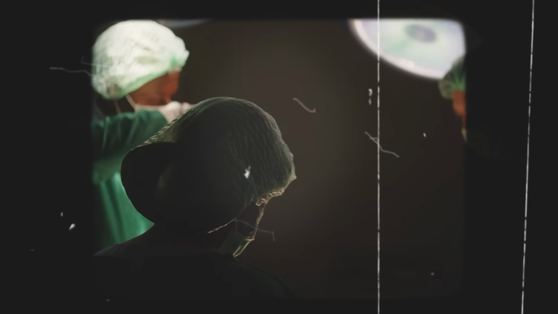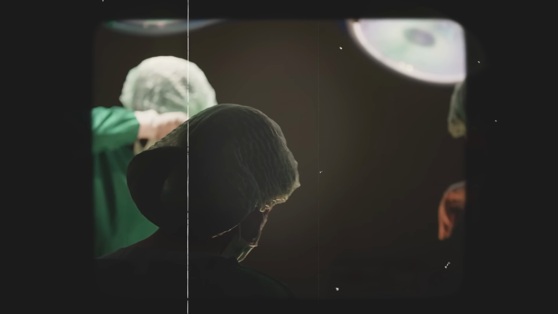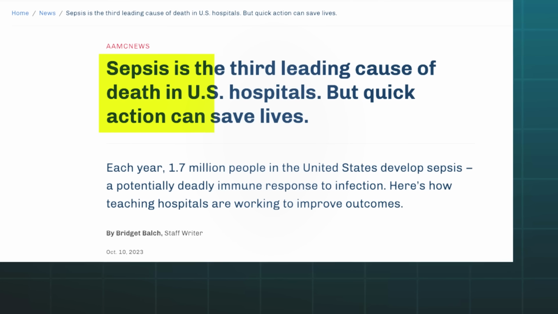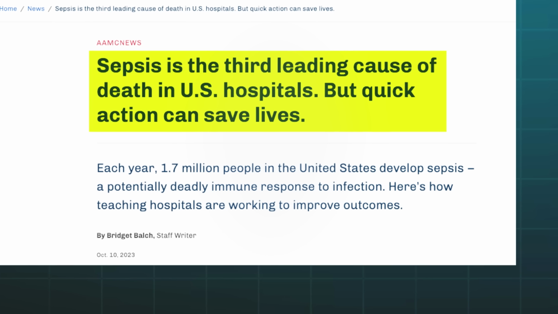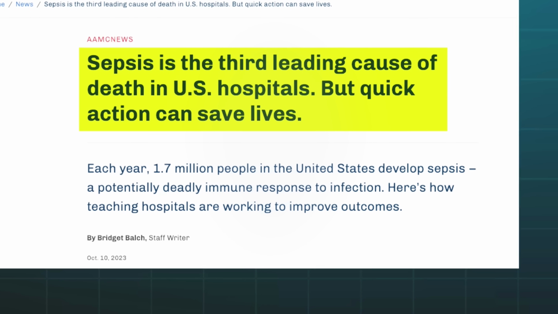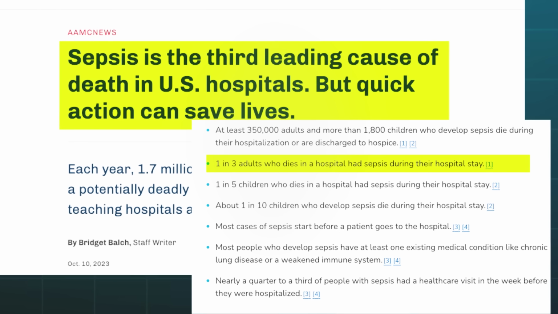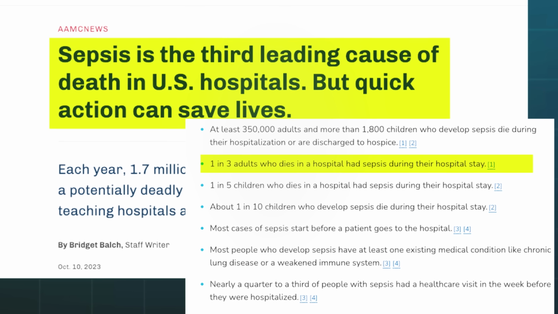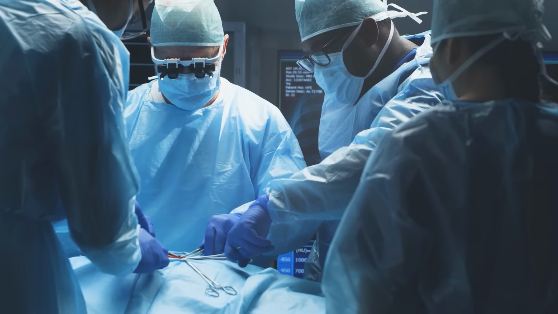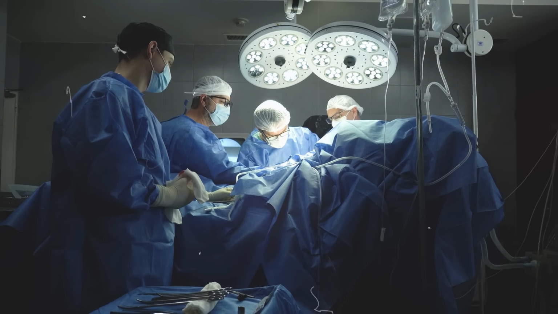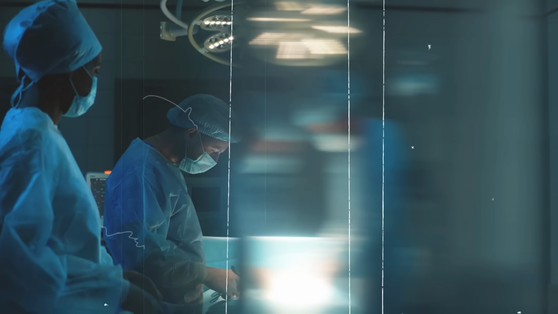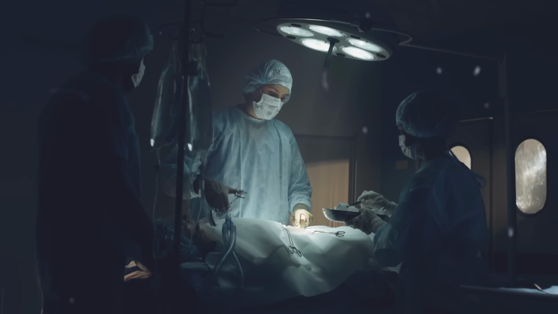And here is the scary part. In sepsis, doctors don't always have the luxury of time. Sepsis is one of the leading causes of death in hospitals. Some estimates show that about 1 in 3 patients who die in a hospital had sepsis during that hospitalization. Now imagine the pressure on the ICU team. They have to decide quickly: should we give more fluid? Should we change the antibiotic? Should we wait, or will waiting make the patient worse?